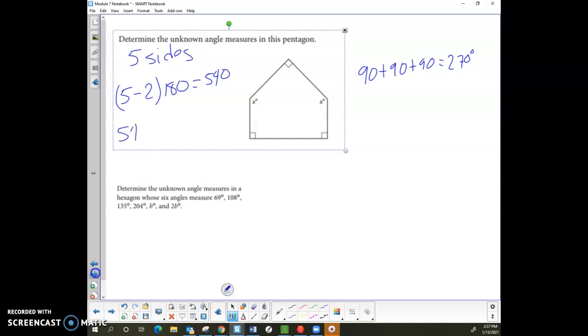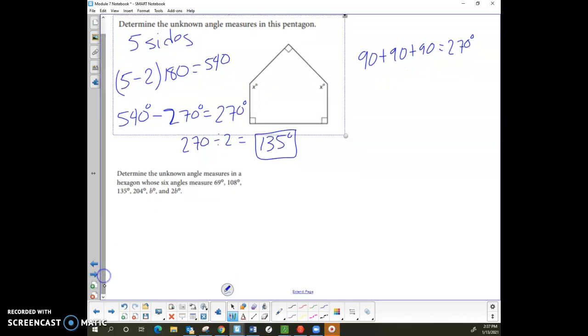So take our 540 degrees that it should be, minus our 270 degrees that we have, and we get 270 degrees. We have 2 missing angles that have the same measure. So if we divide 270 by 2, we get 135 degrees for each angle. So if we added all these up, so 135 plus 135 plus 90 plus 90 plus 90, we should get back to that 540 that we're supposed to have.